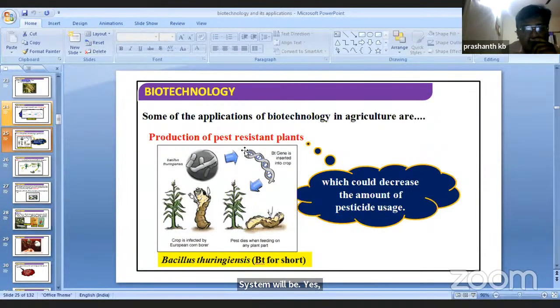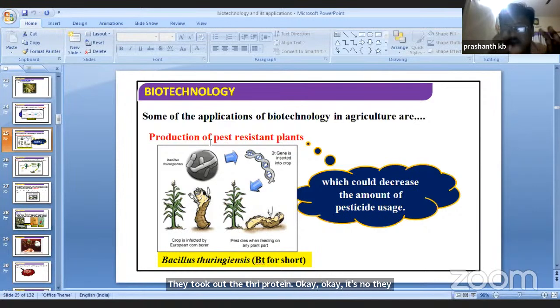Now, how does this Bacillus thuringiensis work? See what they did. They took out the CRY protein. Okay, how to explain? They took Bacillus thuringiensis bacteria, and from that they removed the DNA. Two DNA they removed: CRY1AC.